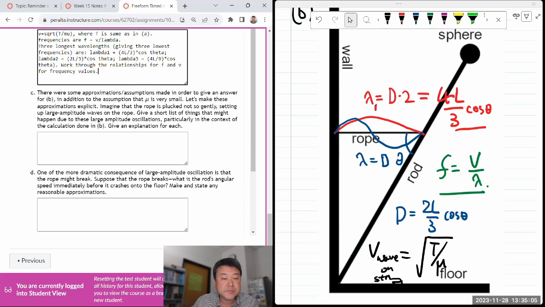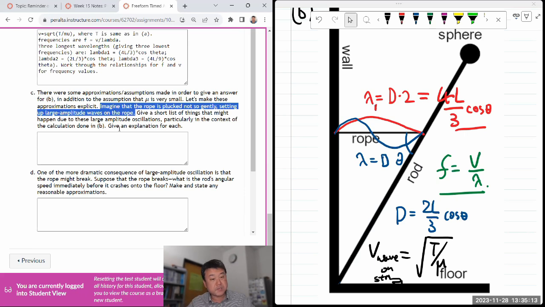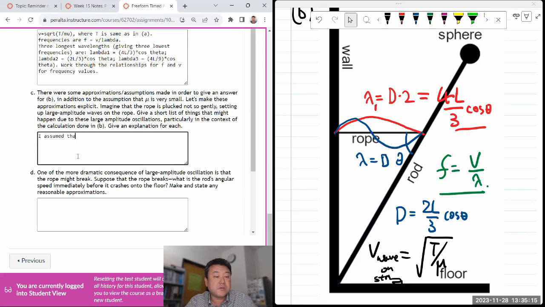Make the approximation explicitly. So this is trying to give a hint. One of which is that I assumed that the tension force is the one calculated in A. Maybe if the string is plucked hard, the tension force will change. Maybe not. Especially if the rod vibrates enough.